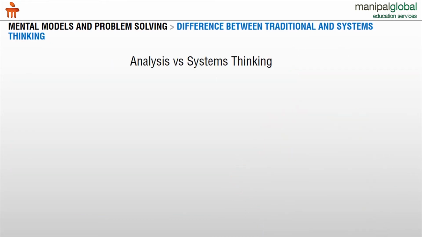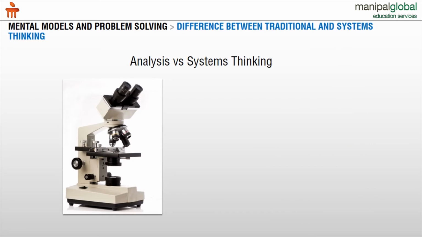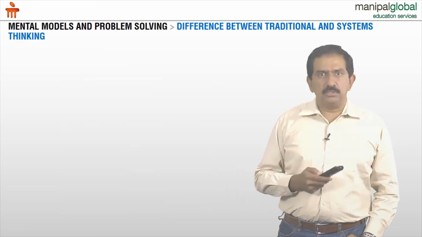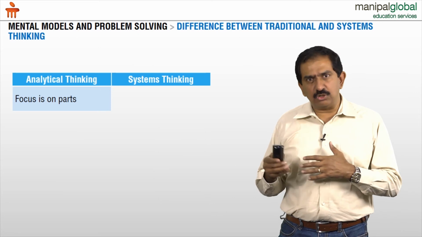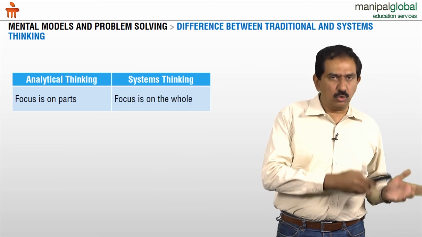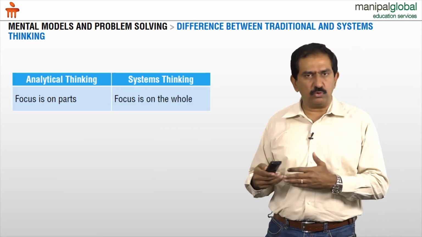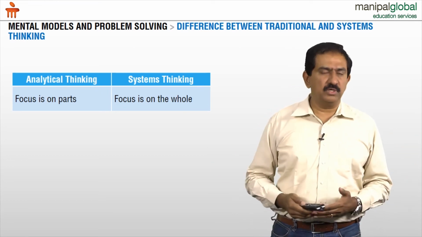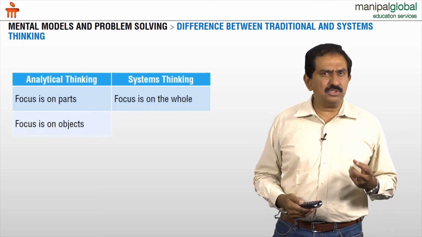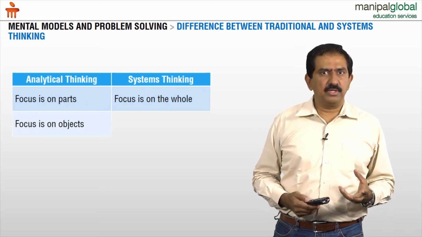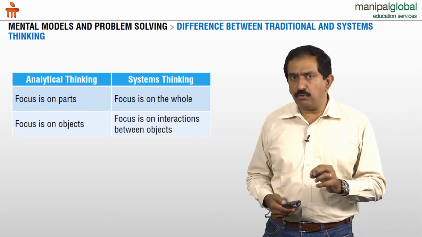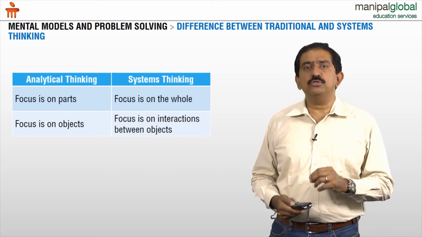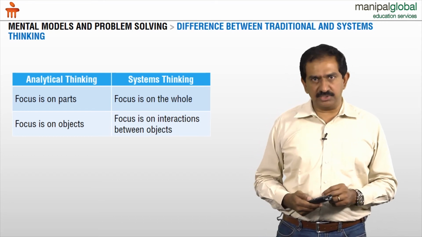This is the difference between analytical thinking and systems thinking. So remember, focus is on parts versus focus on the whole. In analytical thinking, you would focus on the parts. In systems thinking, you would focus on the whole. In analytical thinking, the focus is on objects, whereas in systems thinking, the focus is more than that, it is on the interaction between objects.